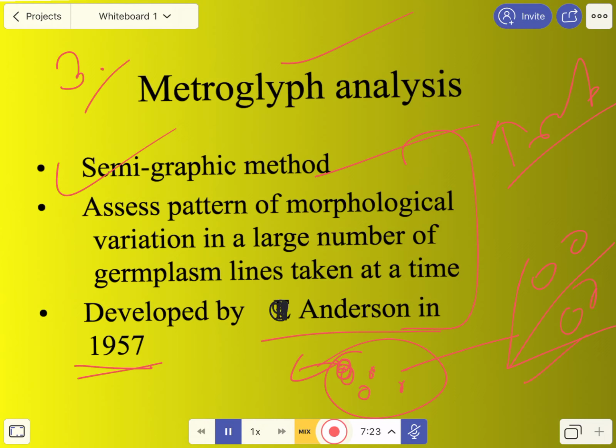So the mean values of one character for each genotype are plotted on the x axis, and the other character on the y axis, and each line occupies a definite position on the graph, and such positions are known as glyphs. Different lines may be represented by different types of glyphs for easy identification, solid or open type glyphs, so that we can distinguish this is the exotic type of germplasm, and this is the indigenous line.